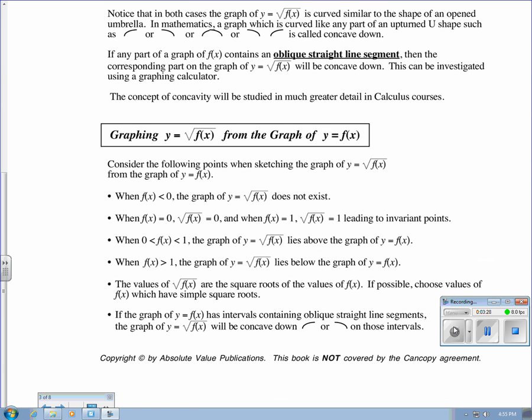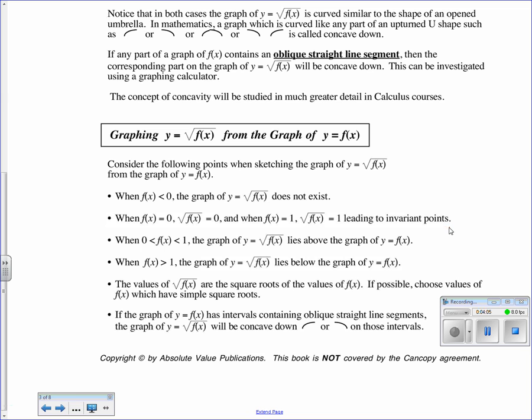Some nice conclusions are made here when we're trying to build the graph of a square root graph from the graph of the original. So note these, practice these, see these in the work that we've done. When f at x or y is less than 0, the square root function does not exist because I can't square root a negative number. When f at x is equal to 0, then the square root of f at x is equal to 0. When f at x is equal to 1, then the square root of f of x is equal to 1, leading to invariant points, points that are the same on both graphs. Note that in some of the graphs that we've drawn already.